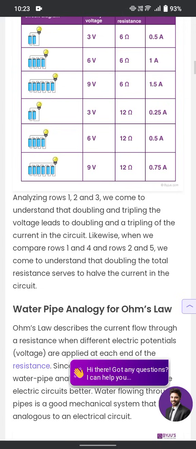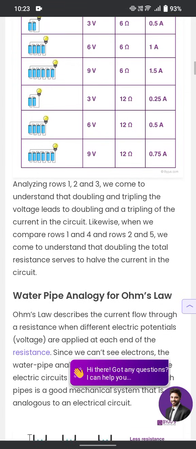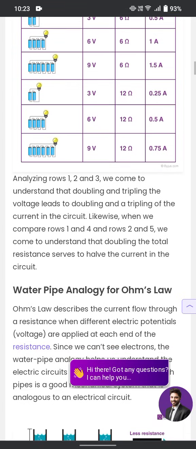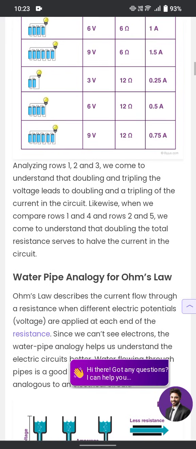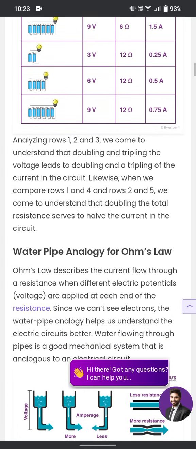Analyzing rows 1, 2 and 3, we come to understand that doubling and tripling the voltage leads to doubling and tripling of the current in the circuit. Likewise, when we compare rows 1 and 4 and rows 2 and 5, we come to understand that doubling the total resistance serves to halve the current in the circuit.